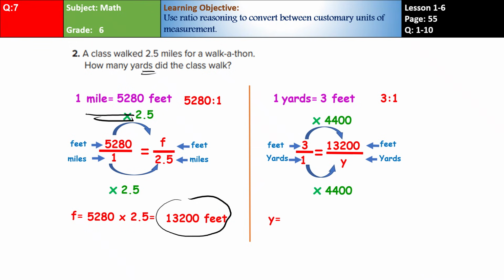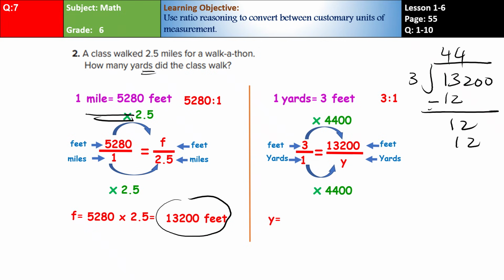So how can you do it? 13200 divided by 3. 3 4 times is 12, minus 12. Here we are left with 2 zeros and 2 zeros, so that's why it became 4,400. So there are 4,400 yards in 2.5 miles.